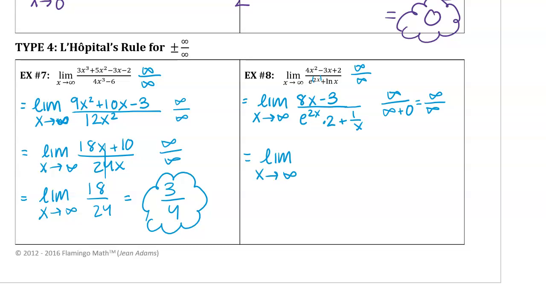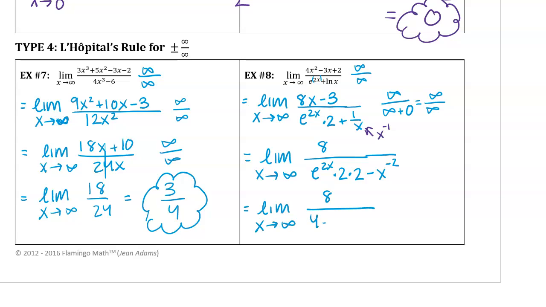Differentiate again. The limit as x goes to infinity of 8 over e to the 2x times 2 times another 2. So 1 over x is the same as x to the negative first. So the derivative of x to the negative first is negative x to the negative second. So now I'll simplify. We're not differentiating again. We get 8 over 4e to the 2x minus 1 over x squared.